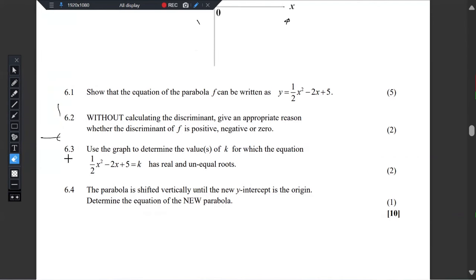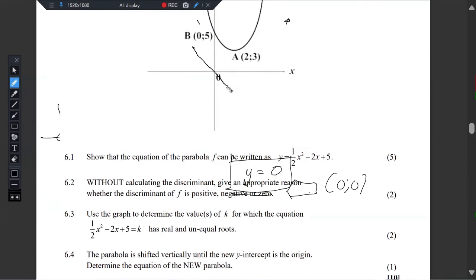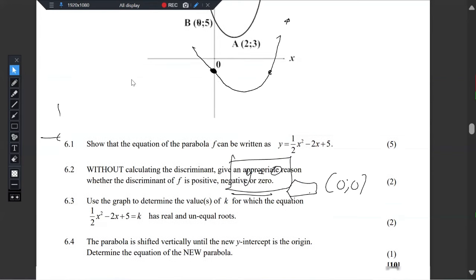Now 6.4, they say the parabola is shifted vertically until the new y-intercept is the origin. Determine the equation of the new parabola. Now, if they're talking about the y-intercept being the origin, this means your y-intercept is actually 0. Remember, at the origin is where we have 0, 0. So in other words, this is what they are doing. They are shifting that graph to the point where it's now like this. Where's your y-intercept? It's now at 0. So that's what they mean by the y-intercept being at the origin.